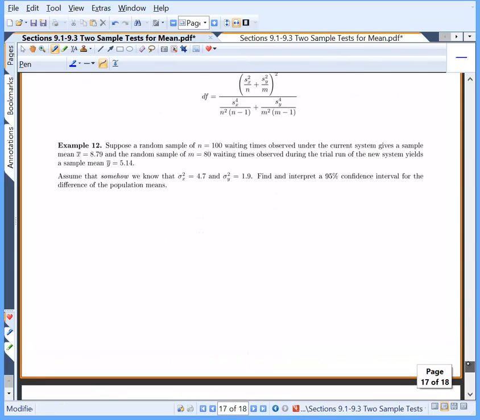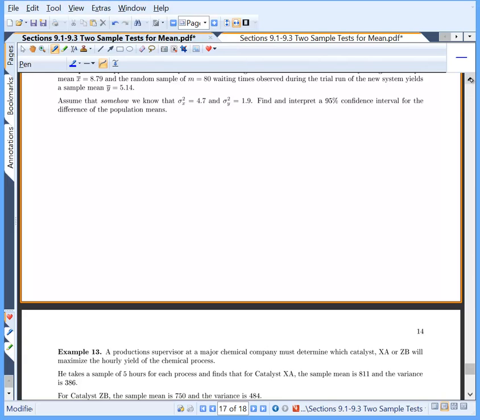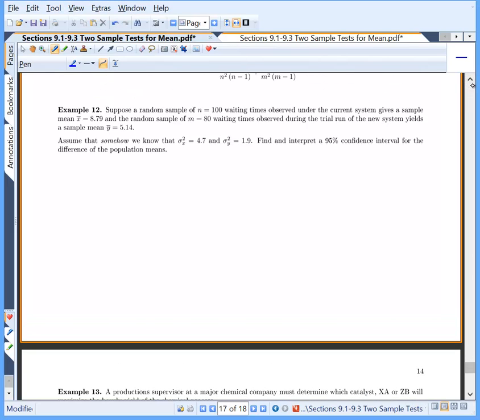So we're going to try a confidence interval for each one of the previous problems we did, and we've already calculated our pooled variance and degrees of freedom to save us a little bit of time. For example 12, suppose a random sample of 100 waiting times observed under the current system gives a sample mean of 8.79, and a random sample of 80 waiting times observed during the trial run of the new system yields a sample mean of 5.14. Assume somehow we know these population variances. We want to find and interpret a 95% confidence interval for the difference in the means.